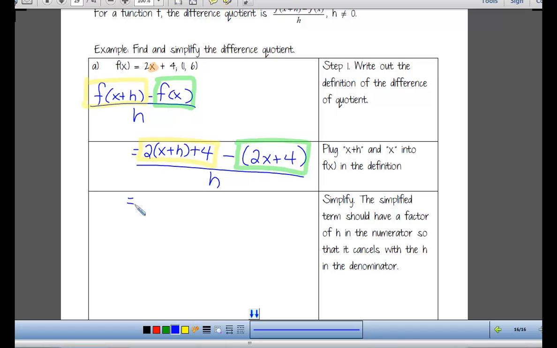And so now we simplify. We get 2x plus 2h plus 4 minus 2x minus 4 all over h.